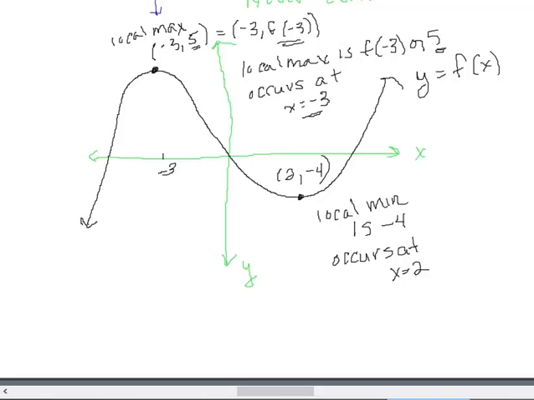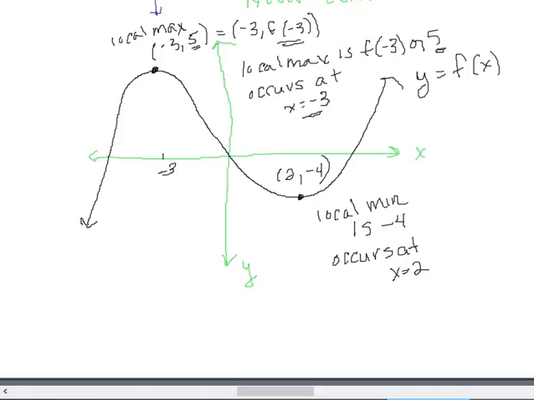So it's important that when you're asked to find the maximum value, you're looking for the y-coordinate, or you may be asked, where does the local max occur? And then you would answer with that x value of the xy pair. So again, it's important that you understand the vocabulary.